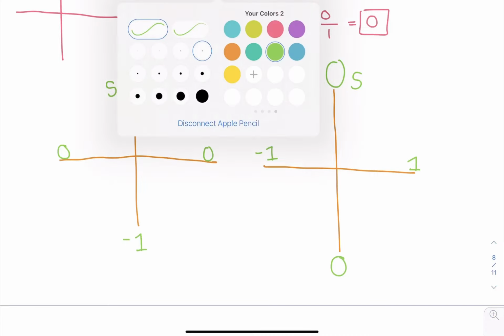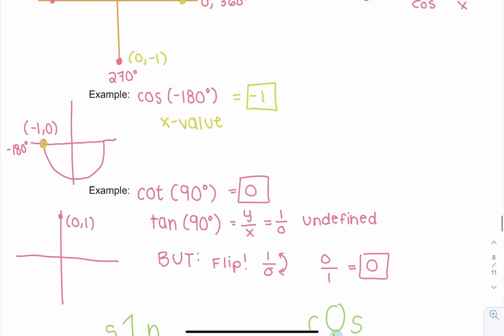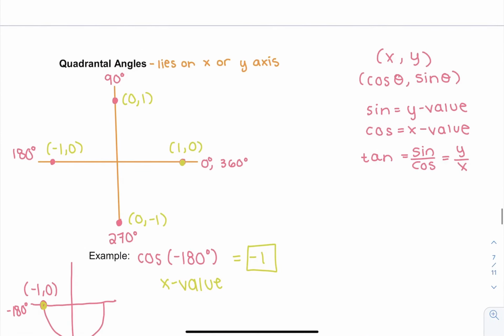Now I can quickly tell you sine of 0 is 0. Sine of 90 is 1. Sine of 180 is 0. Sine of 270 is negative 1. So I can look really quick at these and tell you exactly what they are. This is just a quick little trick, but remember you can always just use what's the x value, what's the y value. That will give you the values of cosine and sine.